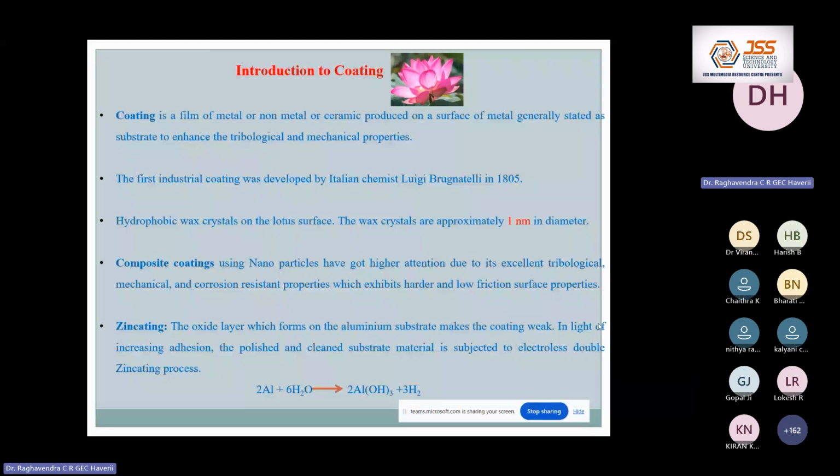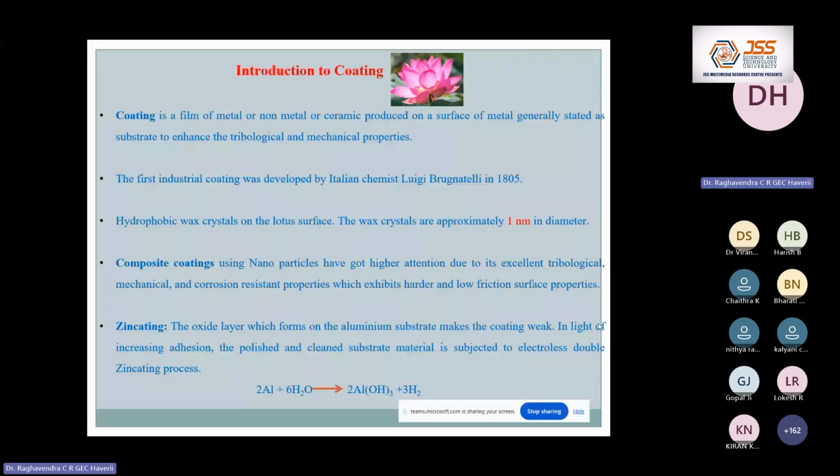Now, a coating is meant to be a film of metal, non-metal or ceramic produced on the surface of a metal, or any substrate, to enhance its functional properties. It need not necessarily be a tribological or mechanical property, any functional property. That is what we call a coating. The coating might vary from nano size to micro levels, based on the application. The first industrial coating was developed by the Italian chemist Luigi Brugnatelli in 1805.